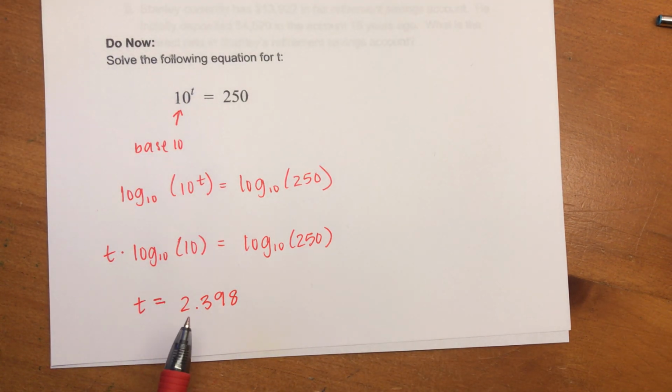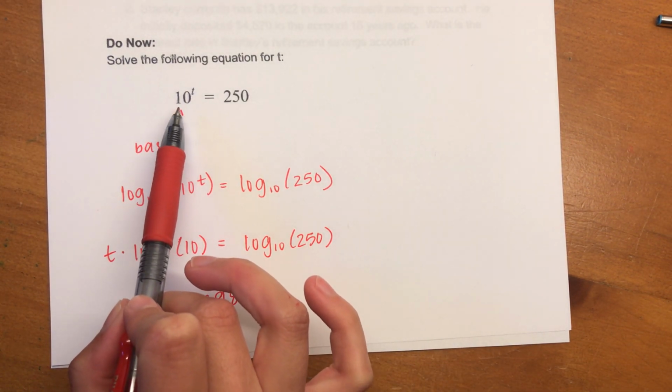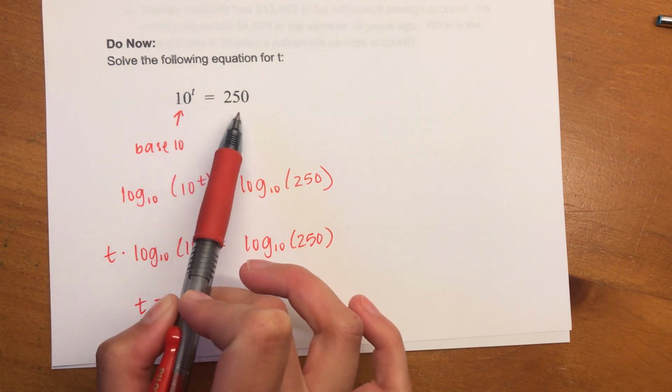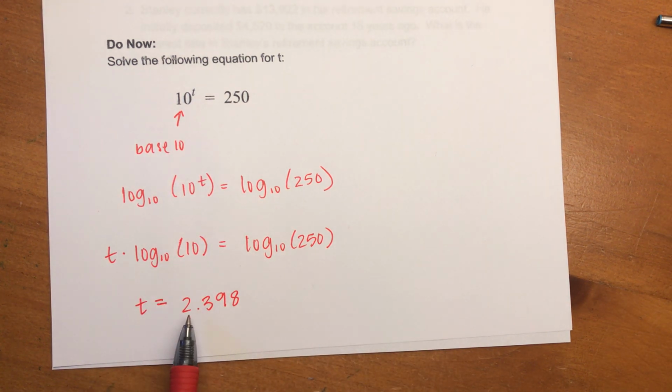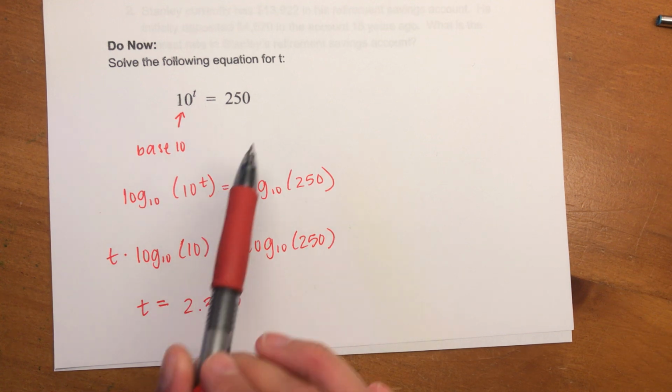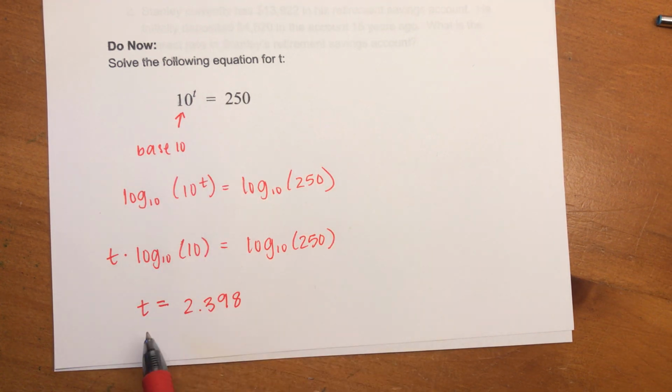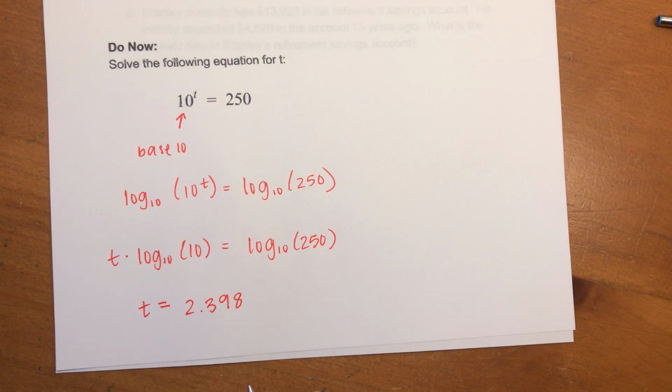And that should make sense because we're thinking, 10 to what power is 250? We know 10 to the second power is 100, but 10 to the third power is 1,000. 250 is between 100 and 1,000, so 2.398 should make sense intuitively. If it doesn't, please feel free to shoot me a text and we can talk about it.